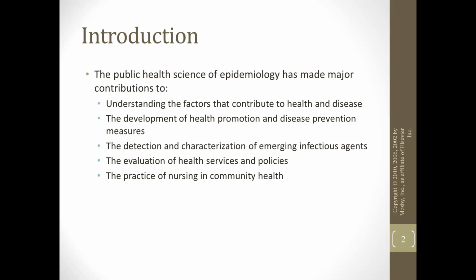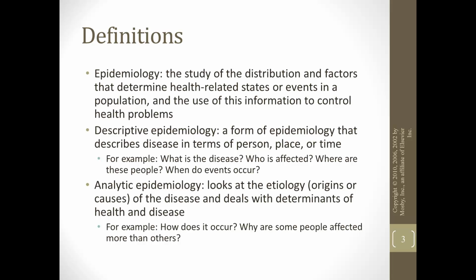So today I'm going to talk about public health science and epidemiology, including factors that contribute to health and disease, and the development of health promotion and disease prevention. So you're going to hear that primary, secondary, tertiary stuff again. It's going to keep coming again and again in public health and community health. Also, detection and characterization of emerging infectious agents, the evaluation of health services and policies, and the practice of nursing in community health. So some definitions, and you do not need to know all of the definitions.